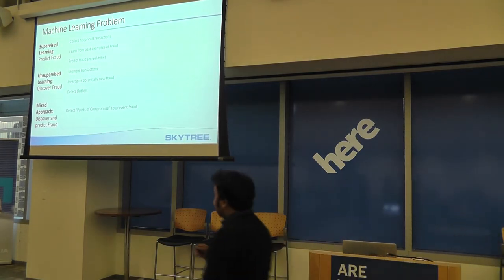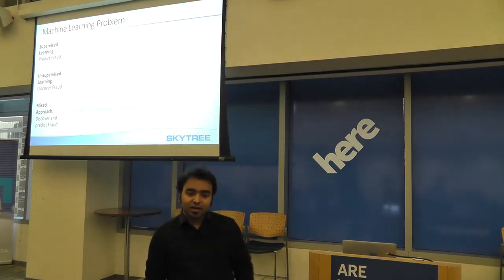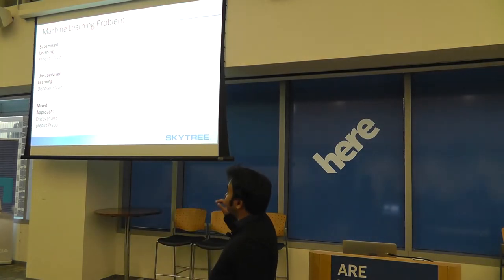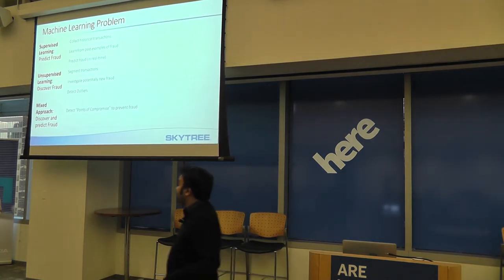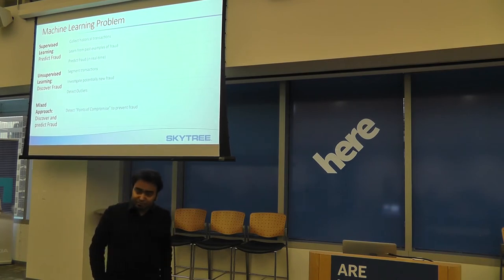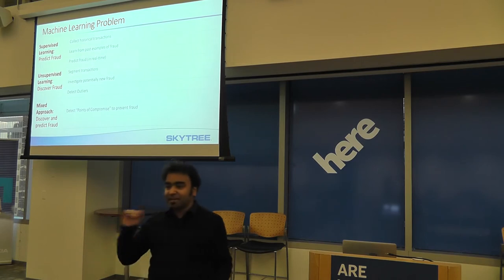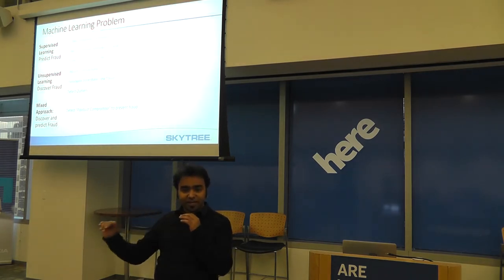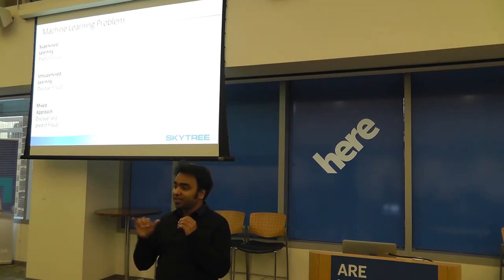So let me just go over how the setup works and why this is a machine learning problem. Machine learning can be talked about in three different ways: supervised learning, unsupervised learning, and maybe a mixed approach where you mix all these methods. The supervised learning method is one in which you have examples or rows of data, and a final column which tells you what this row represents.